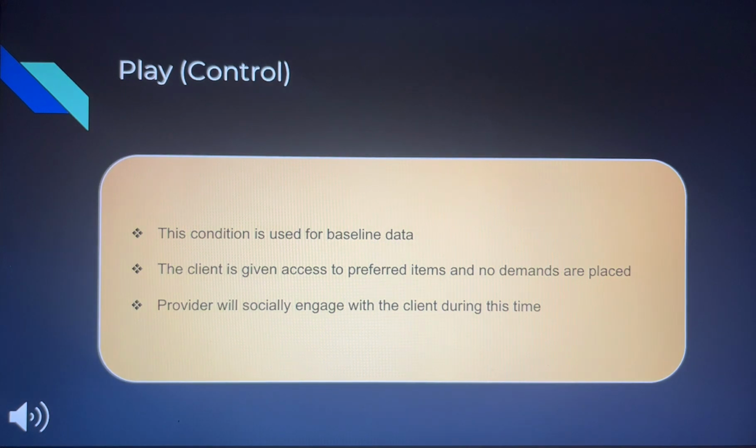So the first function we'll go over is play, which is also the control condition. Now this condition is used for baseline data collection, and it will be used to compare with the other functions. And during this time, the client is given access to all preferred items and no demands will be placed. The provider may also engage socially with the client during this time.